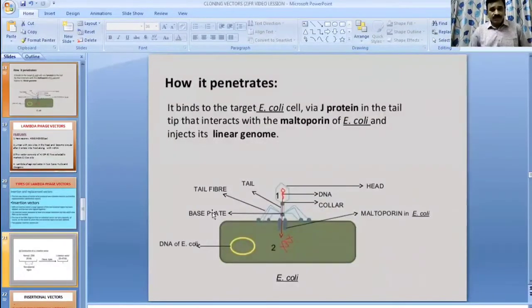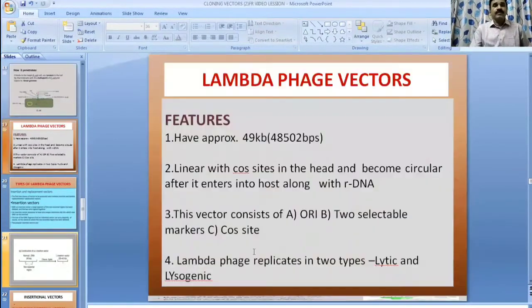How does it penetrate? It is a general description. This binds to the target E. coli cell by the tail fibers, and then it enters into the bacterial cell. And what are the main features? Lambda phage vectors, or lambda phage bacteriophage vectors, contain the following features. Number one, they have approximately 49 kb, more than 48,000 base pairs. And the second point is these are linear with cos sites in the head and become circular after they enter into the host along with recombinant DNA.